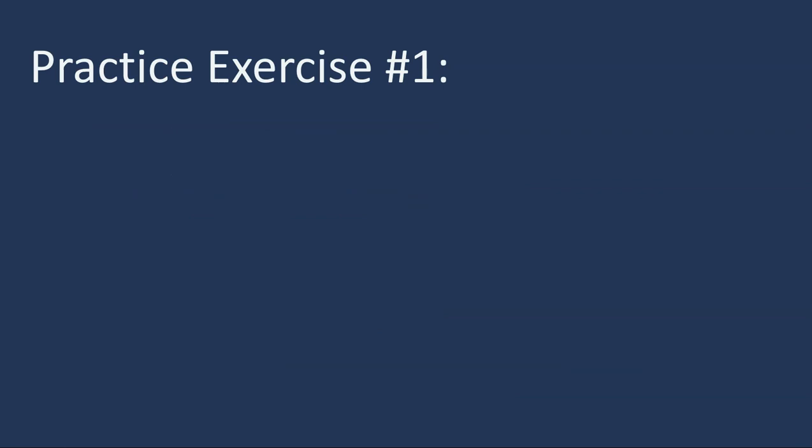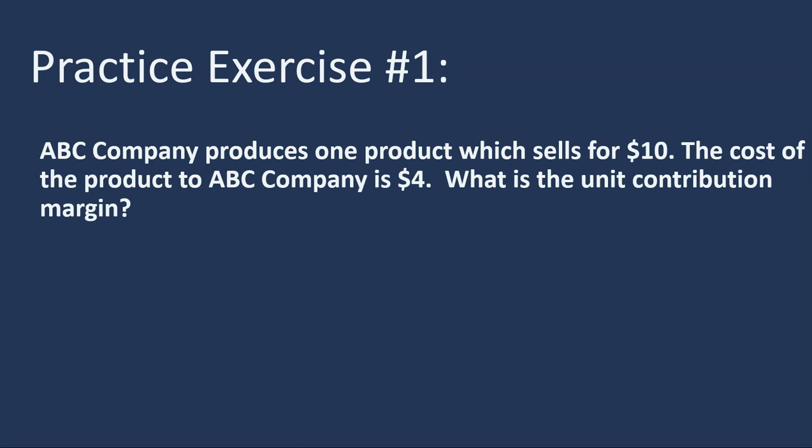The first one is very straightforward, and this is where ABC Company produces one product which sells for $10. The cost of the product to ABC Company is $4, meaning they purchase this item from a third-party supplier, and they pay $4 for it, and then they resell it for $10. What is the unit contribution margin? Well, using that first formula, it's really straightforward. Selling price is $10, $4 of variable cost, meaning each time we buy a unit, it would cost ABC Company $4. So 10 minus 4 gives us a $6 per unit contribution margin.